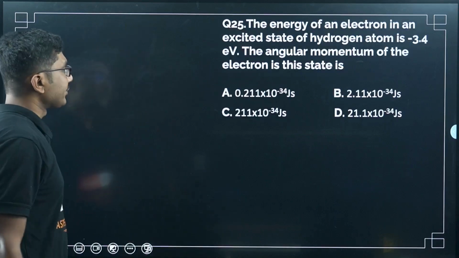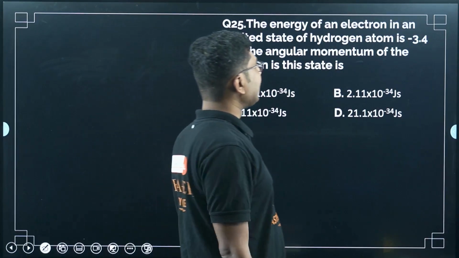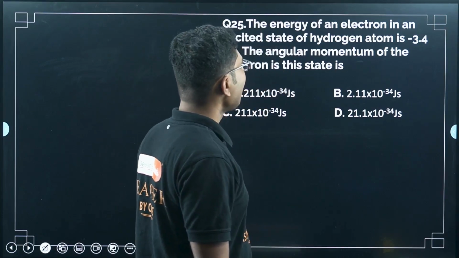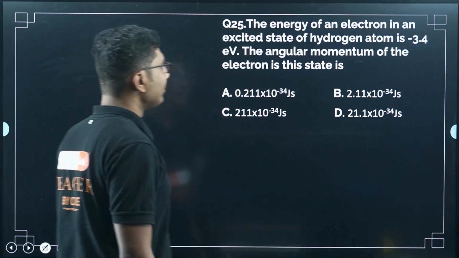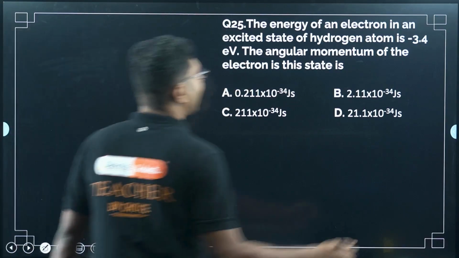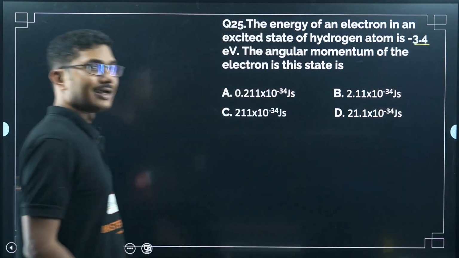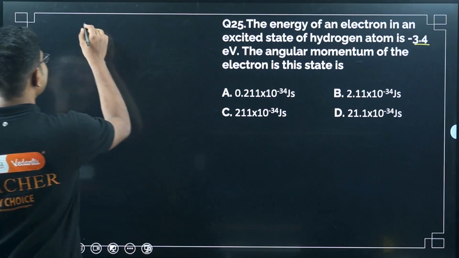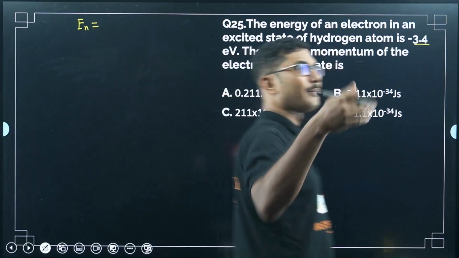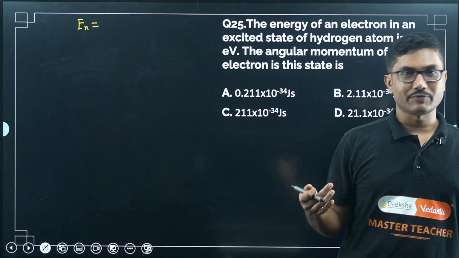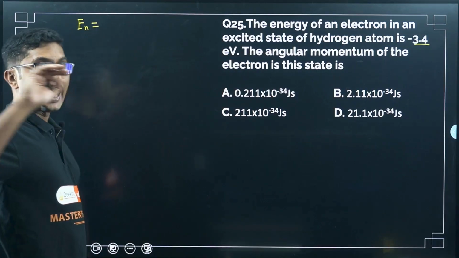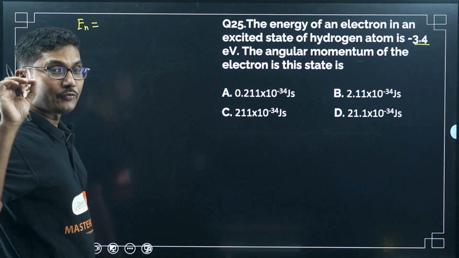Okay, now question number 25. The energy of an electron in an excited state of hydrogen atom is minus 3.4 electron volt. The angular momentum of the electron in this state is? So first of all, I already told you what is the quantum number for this. If you have practiced such questions, it will be easier for you, because we are currently solving these questions. But if you don't know, I am using a little bit longer method so that you don't forget the method.